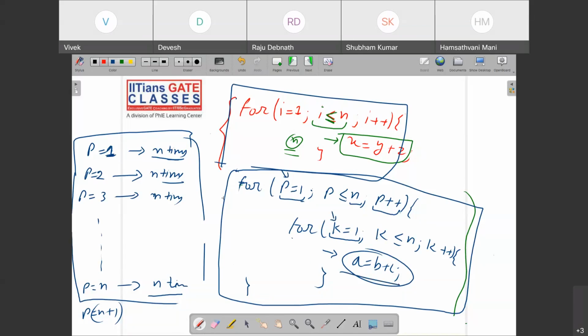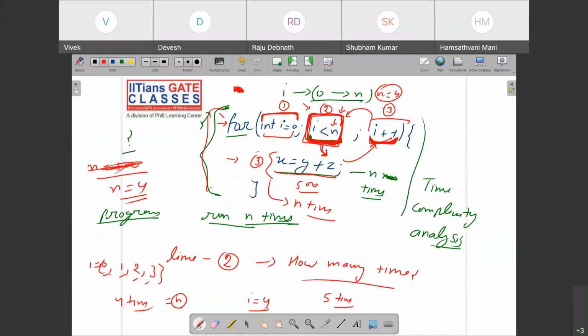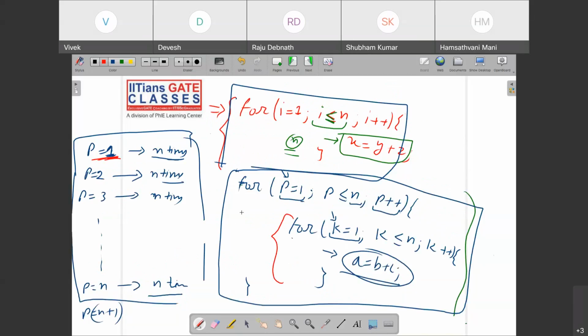For P equal to 1, I have explained this loop execution using this example. For P equal to 1, the inside loop is running n times. Similarly, for P equal to 2, it will run n times. For P equal to 3, it will run n times. For P equal to n, it will run n times. If you add these n times, n plus n plus n, n times, this will turn out to be n square.